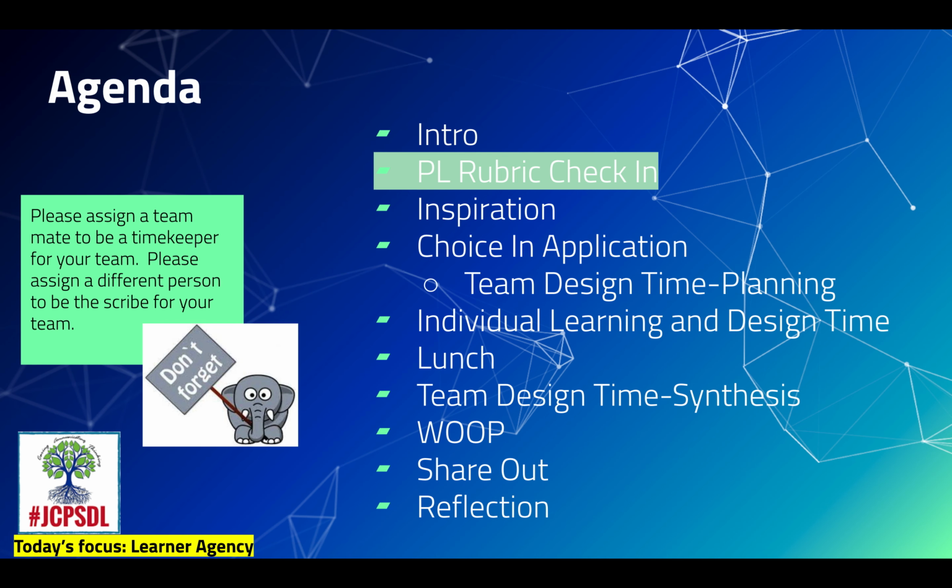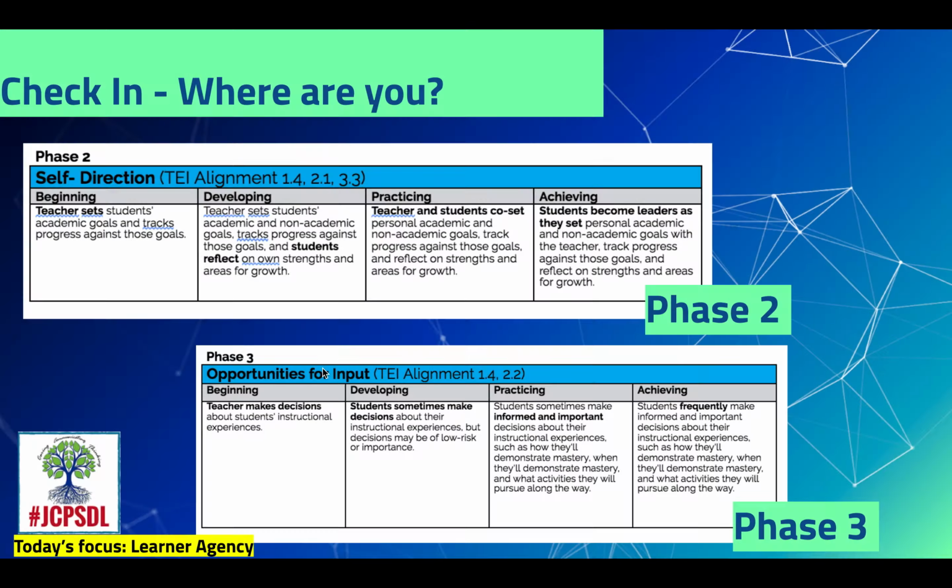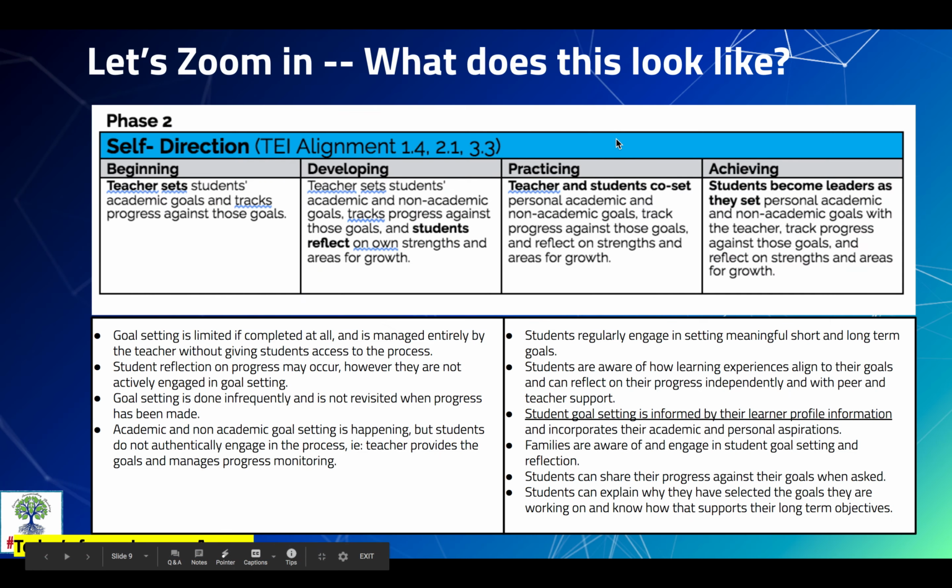We're going to root ourselves in the personalized learning rubric check-in. We're looking at the component of learner agency, so we've got phase 2 and 3 of that rubric here. Phase 2 is all around learners setting their own academic and non-academic goals. And then phase 3 is all about opportunities for input. How often do kids have to make meaningful decisions about their learning experiences? We've blown each of those pieces of the rubric up so you can see some observables on the bulleted list to help identify where you or your team might be on the rubric.